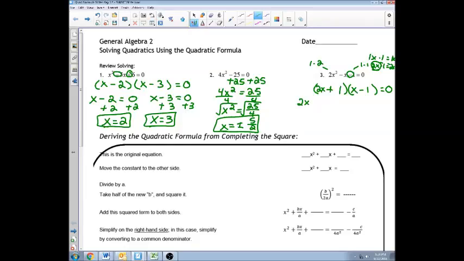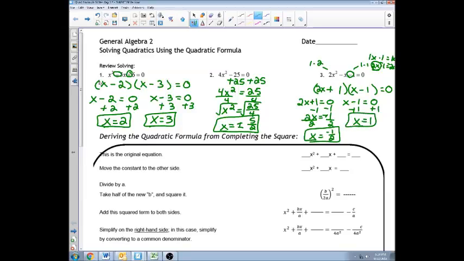So now I have 2x plus 1 equals 0, x minus 1 equals 0. Subtract 1. 2x equals negative 1. Divide by 2. X would equal negative 1/2. Add 1. X would equal 1.